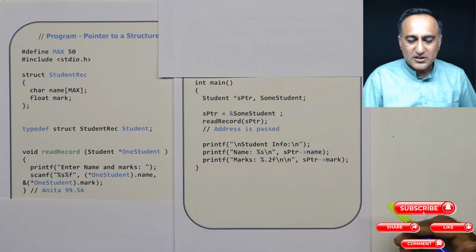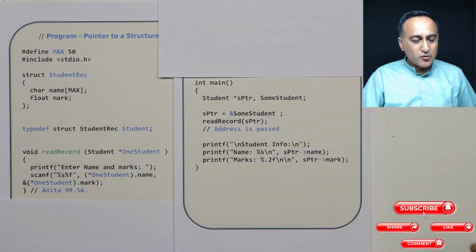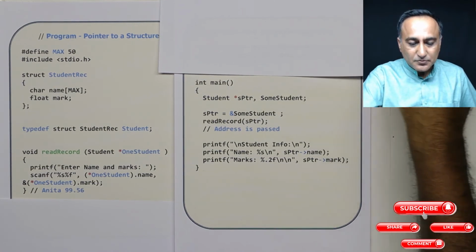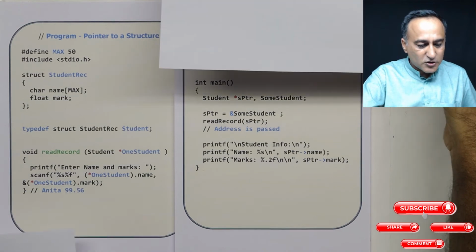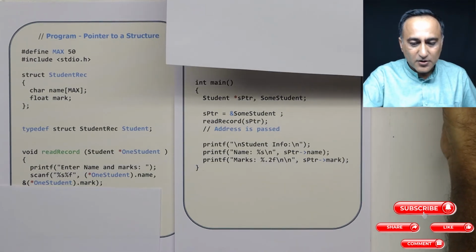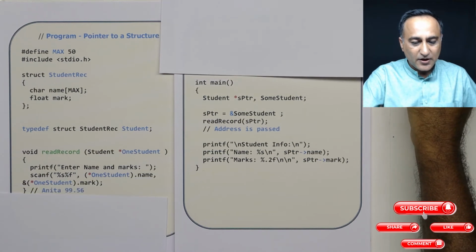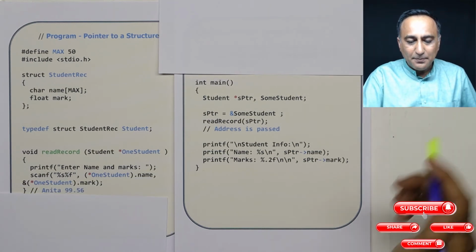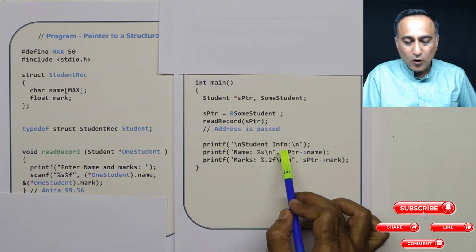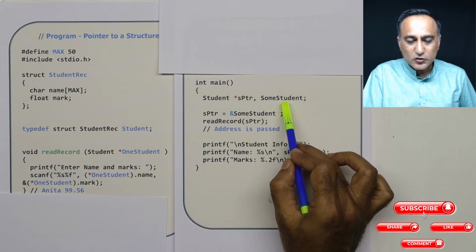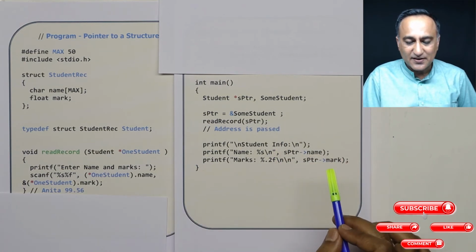Now the address is passed. Now I am showing you something interesting. Now I have not used print record. Print record is not required, so just forget this print record. I think I should take that out. Now what I am doing here is printing the information of this particular student. I am printing Anita's data here.